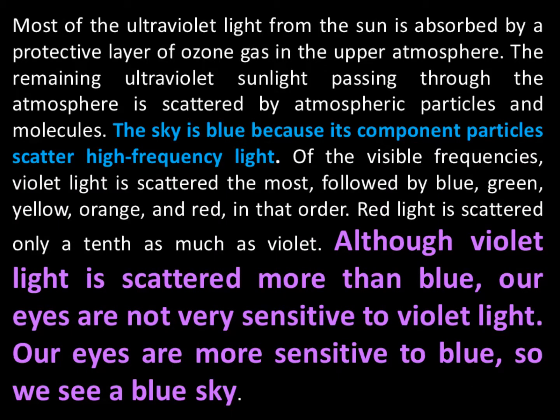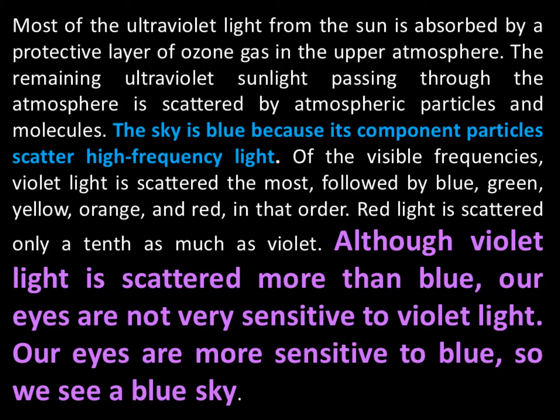Most of the ultraviolet light from the sun is absorbed by a protective layer of ozone gas in the upper atmosphere. The remaining ultraviolet sunlight passes through the atmosphere and is scattered by atmospheric particles and molecules. The sky is blue because its component particles scatter high-frequency light. Of the visible frequencies, violet light is scattered the most, followed by blue, green, yellow, orange, and red in that order. Red light is scattered only a tenth as much as violet.